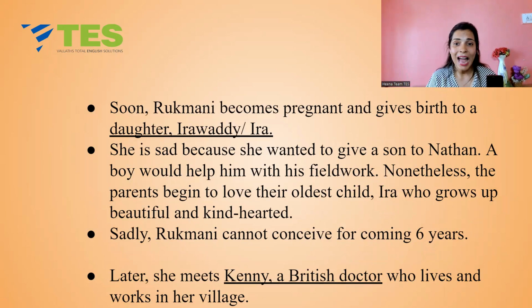So now Rukmani is sad because she wanted to give a son to Nathan. A boy would help Nathan with his field work. Nonetheless, the parents begin to love their oldest daughter, Ira, who grows up beautiful and kind-hearted, beautiful in mind and body, okay? But sadly, after Ira, Rukmani cannot conceive for the coming 6 years, okay? And her sole purpose now was to have a son, but she could not. So she went and prayed in the temples with her mother. She tried everything, but she could not conceive.